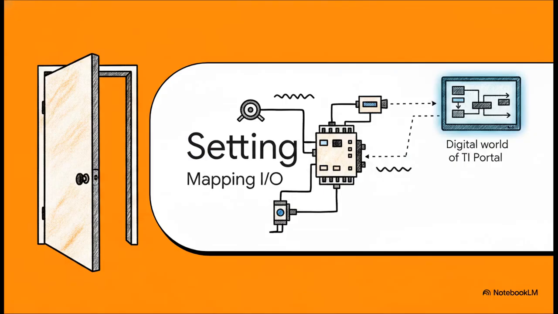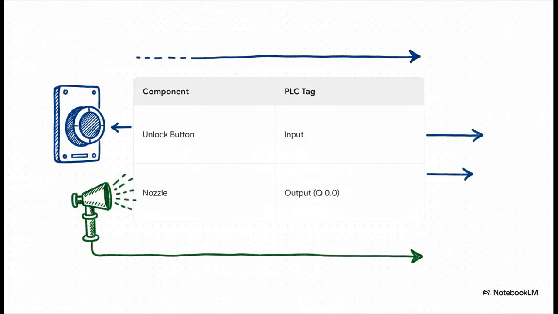All right, Section 1, setting up PLC tags. Let's transition from staring at a physical door into the digital world of TIA Portal. Before we draw a single rung of ladder logic, our controller absolutely needs to know what physical hardware it's talking to. So we map our physical components directly to our PLC tags.